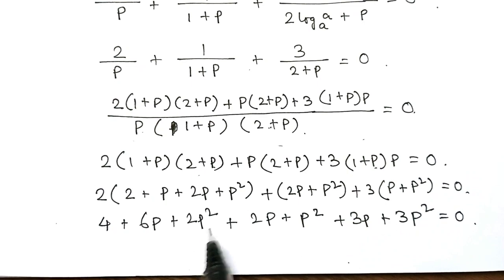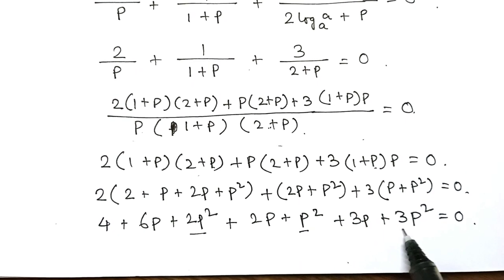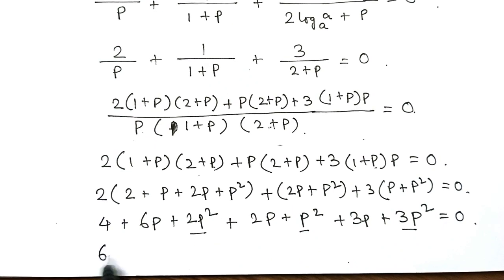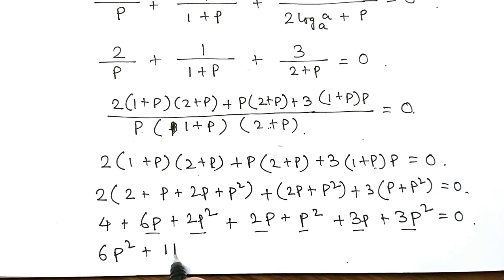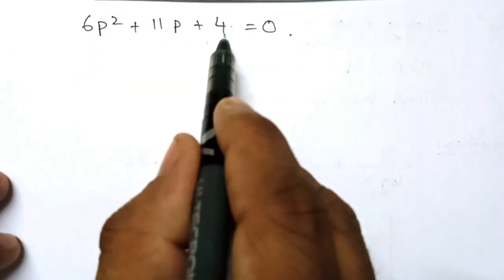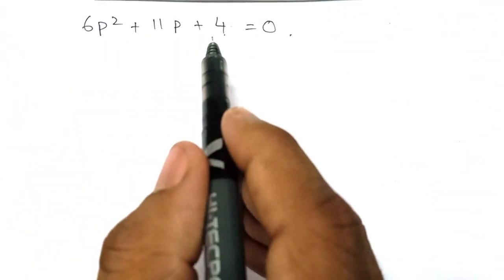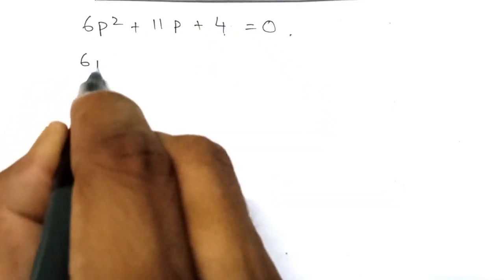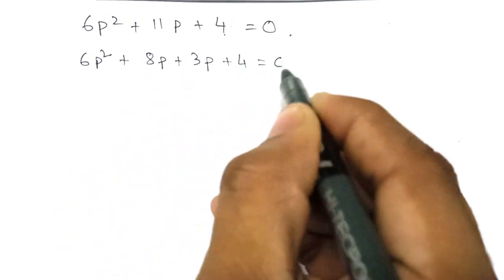Now there are p square terms here, 2p square plus p square plus 3p square, so it becomes 6p square, plus p terms are 6p, 2p and 3p, so 11p, plus only constant term is 4, is equal to 0. So we have a quadratic equation of p which we will have to solve. 6 and 4 multiply to 24, and also this 11 we can break as 8p plus 3p, so that 8 into 3 is 24. So we will break it as 6p square plus 8p plus 3p plus 4 is equal to 0.